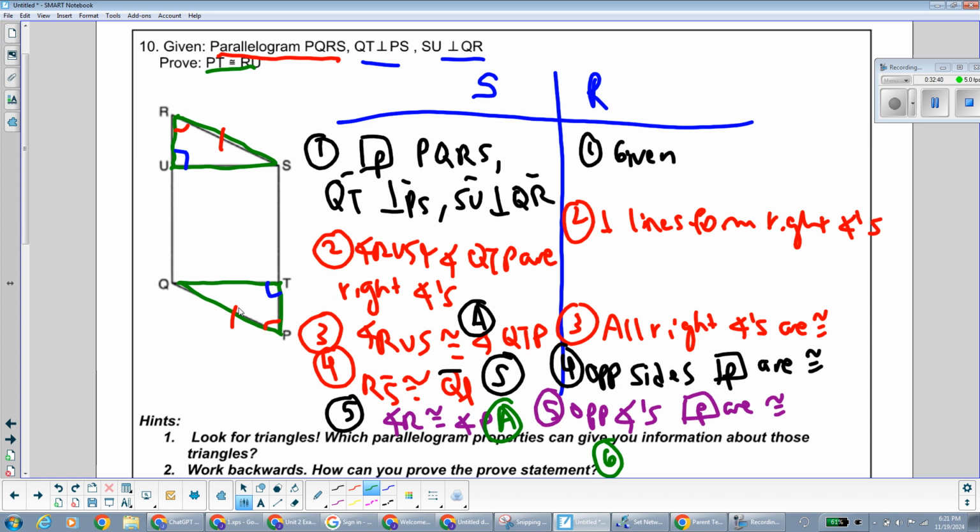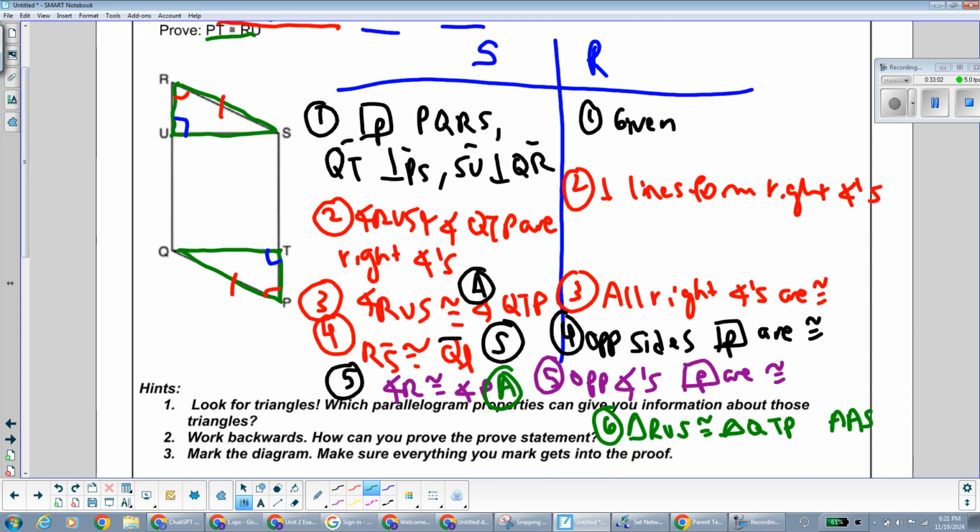And that's why you need to mark your diagram, because somebody could very well write ASA, but it's not. In the triangles, it's angle, angle, side. So that would be wrong. So please make sure that you do mark your diagram. So we have triangle RUS congruent to triangle QTP due to angle, angle, side. And then our last step could then be that PT is congruent to RU due to CPCTC. Because once the triangles are congruent, the corresponding sides are also congruent due to CPCTC.